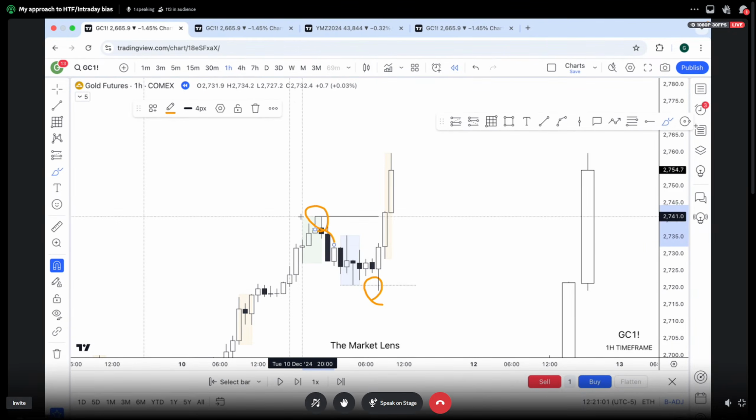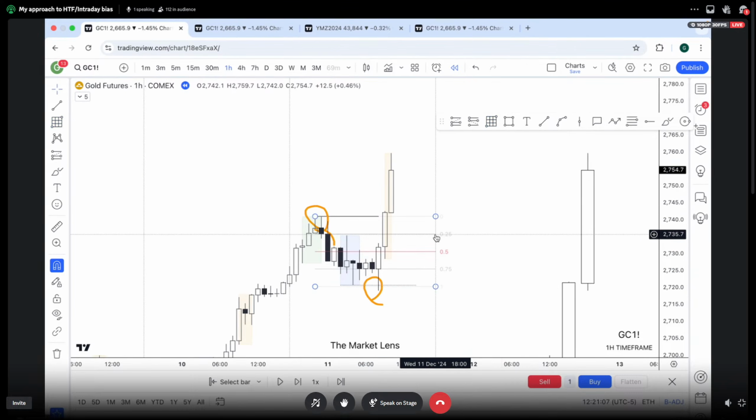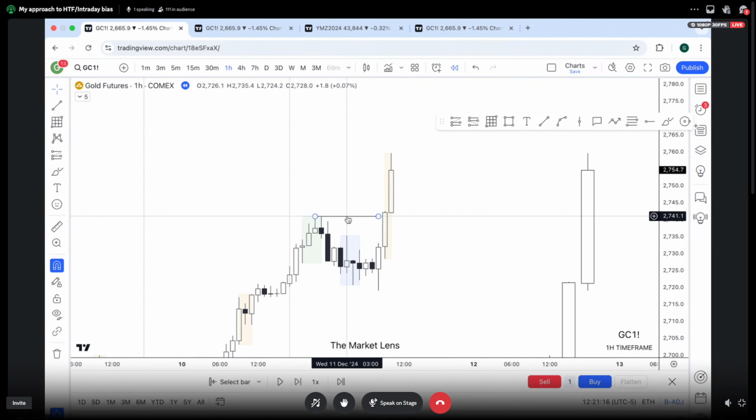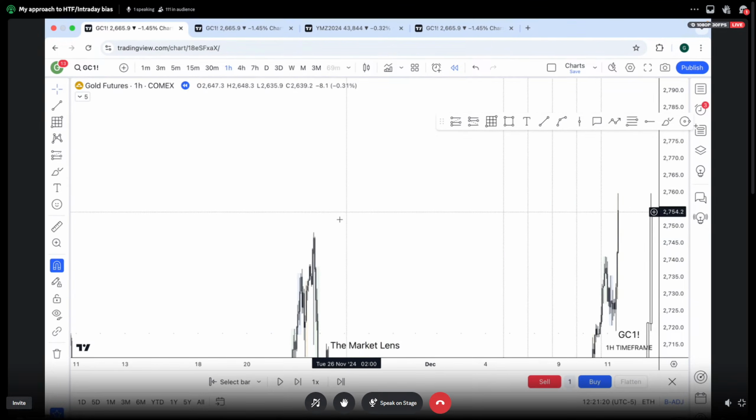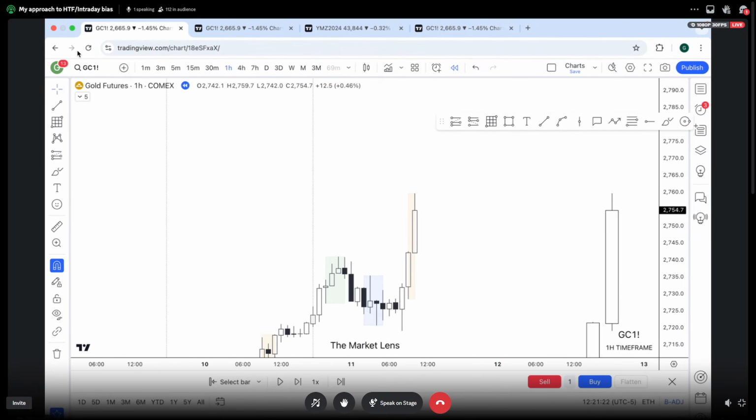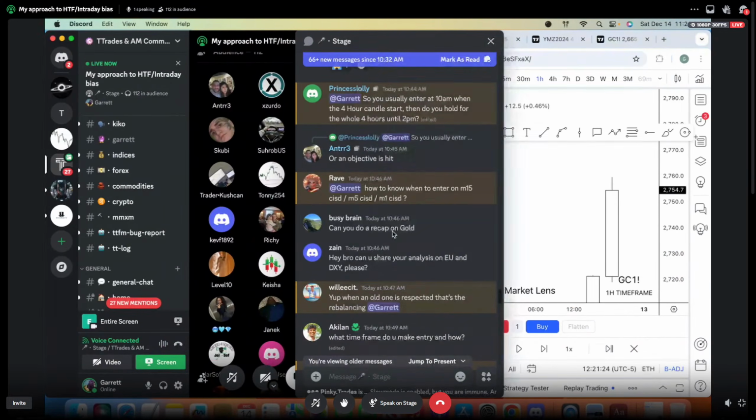This is the hourly model. I'm looking to get in ideally within the 0.25 and below. You know what I'm saying? Ideally below the 0.5. That's ideally where you want to get in. And then everything after that is just management. I'm just managing until we hit this high. That's ideally how I look at it.